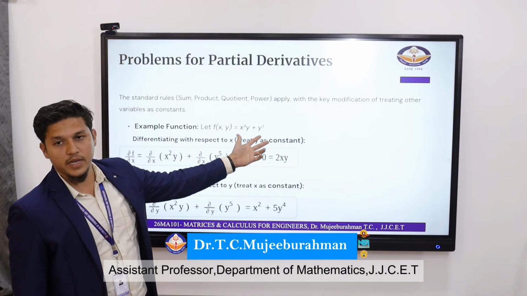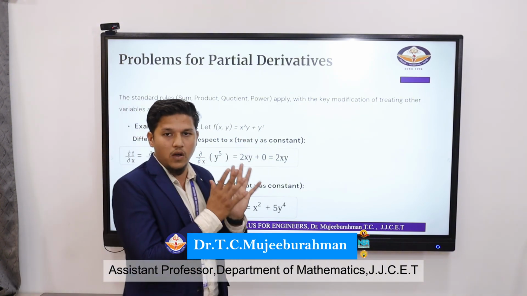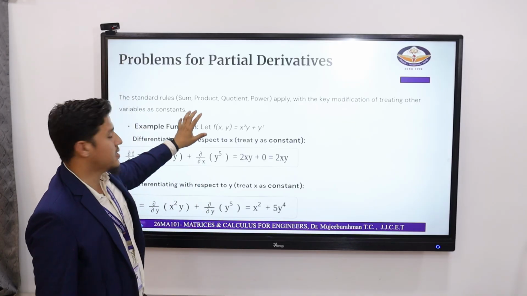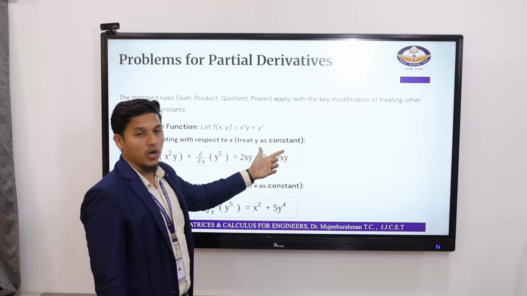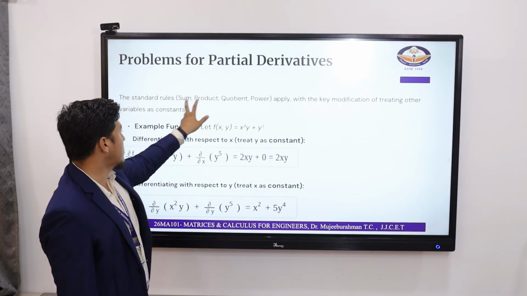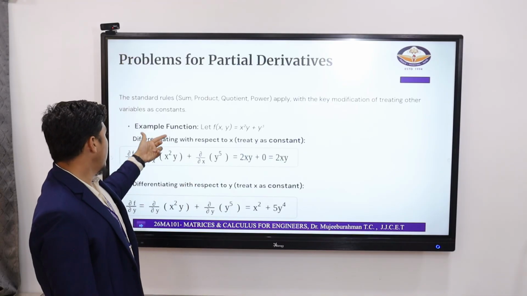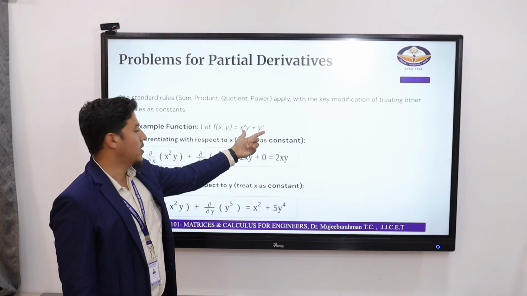These are some problems based on partial differentiation. If you understand ordinary differentiation perfectly, partial differentiation is very easy. So just look into this solved problem. It is nothing but how we use the sum, product and quotient rules in partial differentiation also. Here this is a function, x square plus y power 5.